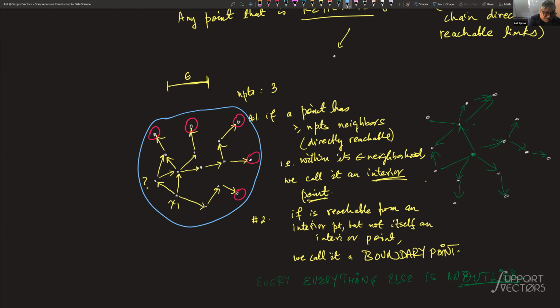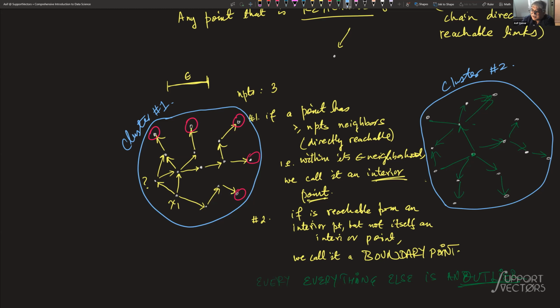This on the left-hand side is cluster number 1, and this is cluster number 2, and this is an outlier, and maybe I should throw in a few more outliers. This is an outlier, this is an outlier, so let's throw those in. Because they are not reachable, these are outliers. One second, I'll take questions in a moment. Let me finish the arguments, guys. Outliers.